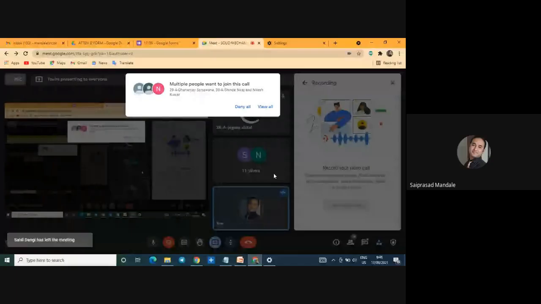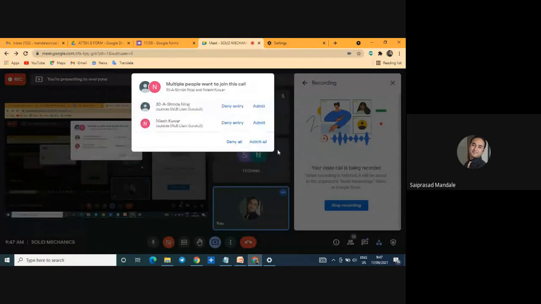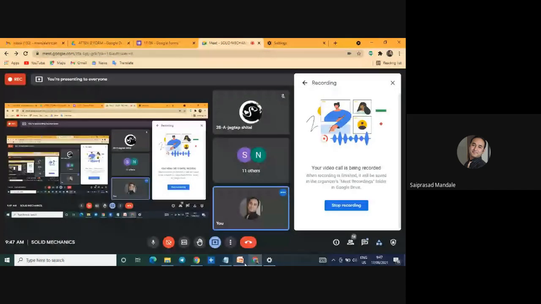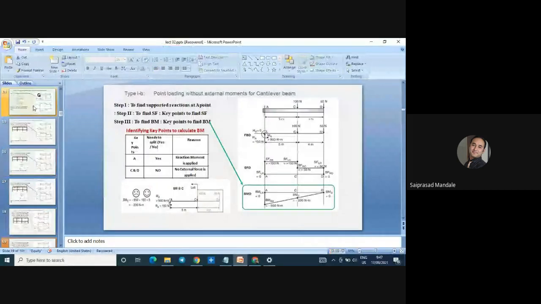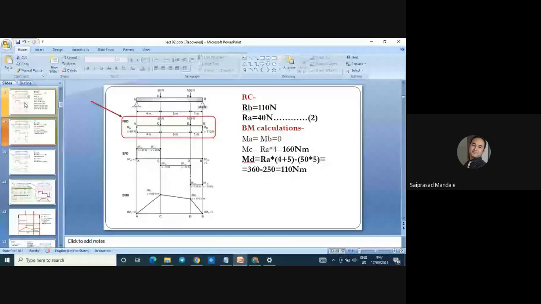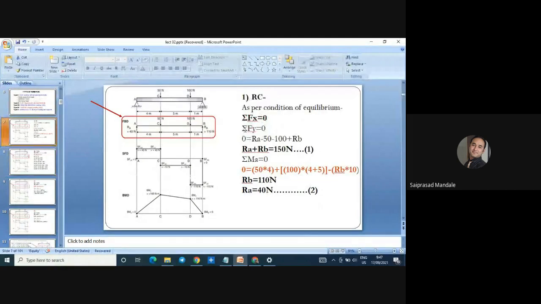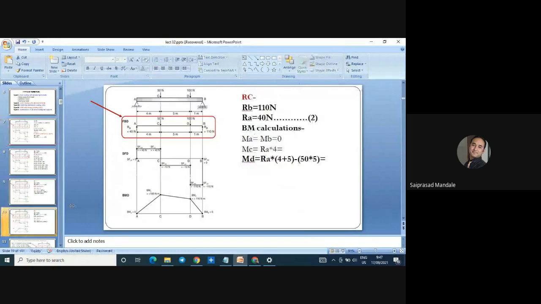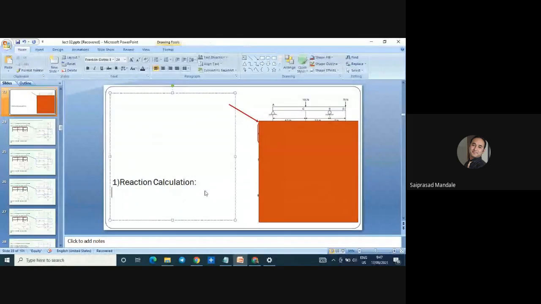I'm not going to write summation of Fx equals 0. I'm just directly going to write summation of Fy equals 0, because only the forces acting in the y direction are present over there. So summation of Fy equals 0. Tell me the equation.